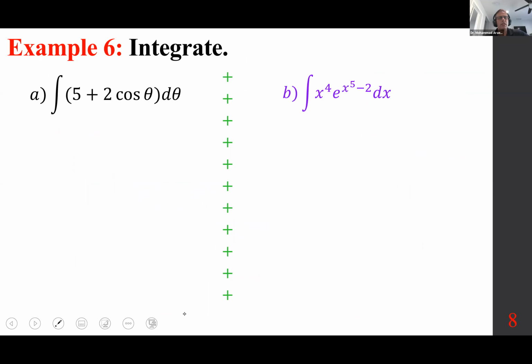All right, for a case like this, the first one, just pay attention to this, which means you should know what your independent variable is. The reason I mentioned that, sometimes students write 5x or 5t, which is wrong. 5 theta. The derivative of cosine is negative sign, but the integral of cosine is positive sign. So 5 theta plus 2 sine theta, and of course, a constant.